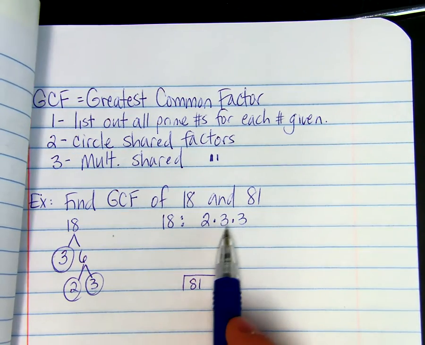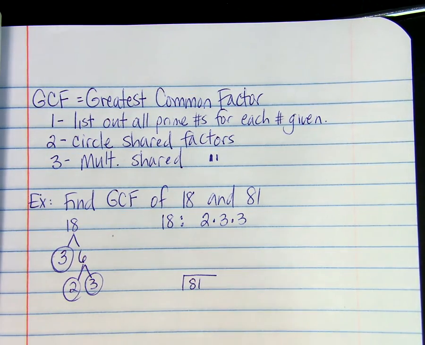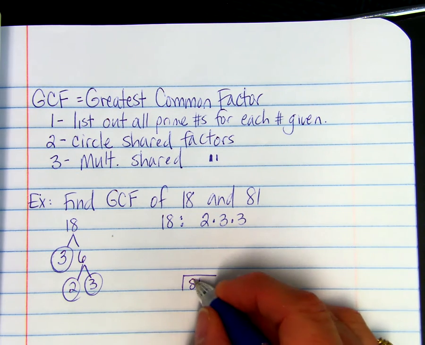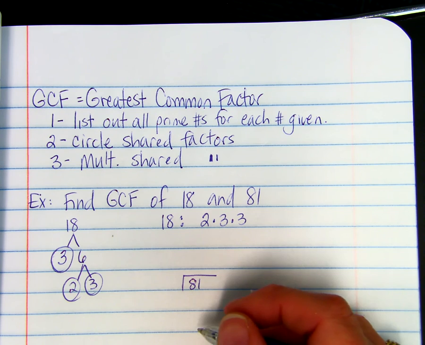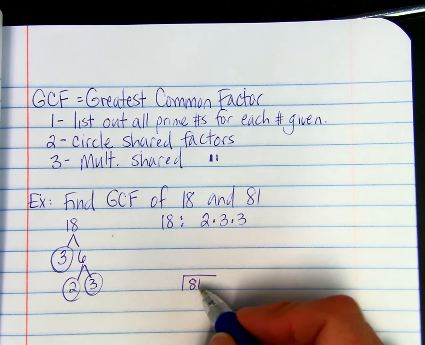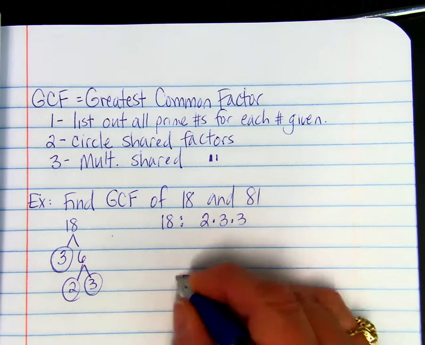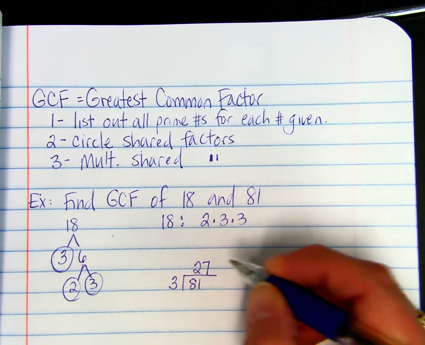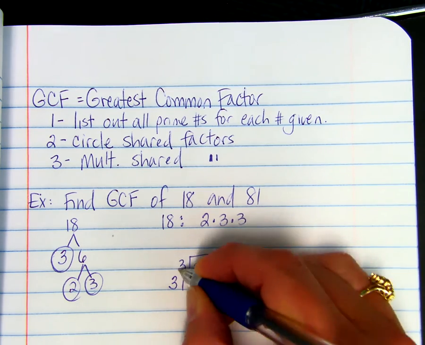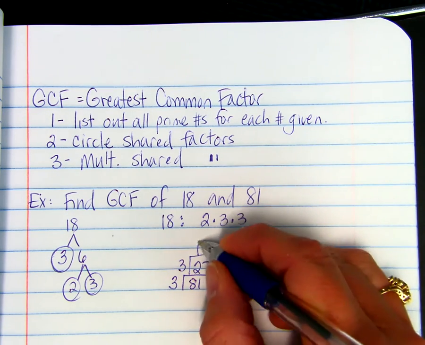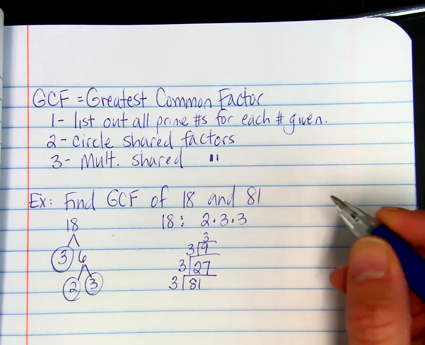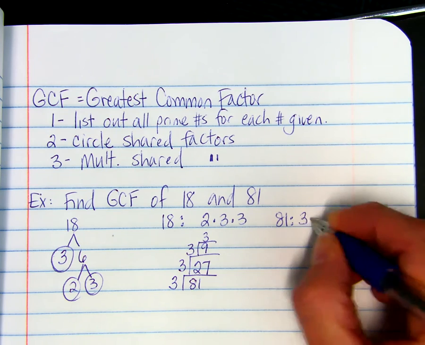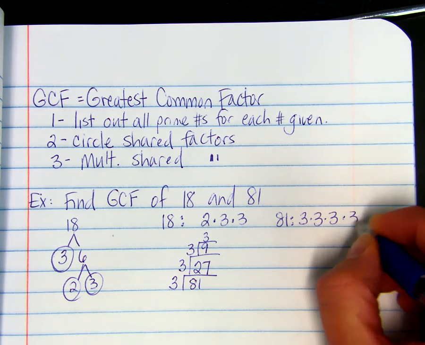And I actually write it out without exponents. Then 81, I'm not sure if I have enough room to do this. Let's see. Sky? 9. But that's not prime. We have to divide by a prime number. So 3 would go into 81 27 times. 3 goes into 27 9 times. And 3 goes into 9 3 times. So 81 is 3 times 3 times 3 times 3.